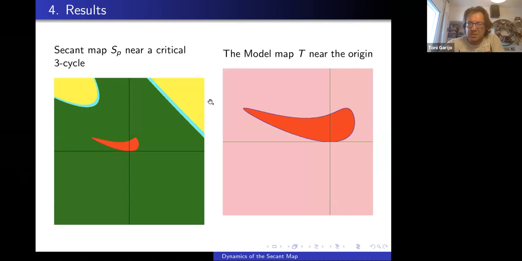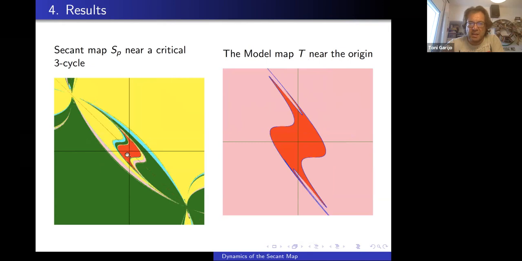Well, the first thing that we did is to check if there is similar behavior near zero, because we truncate to the terms of degree D. This is the behavior of the secant map near the origin, and this is the behavior of the model map T near the origin. It's quite similar, and also for degree 4. This is for the secant, and this is for the model.